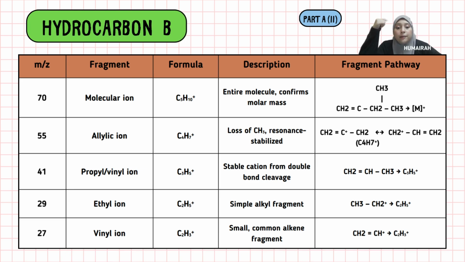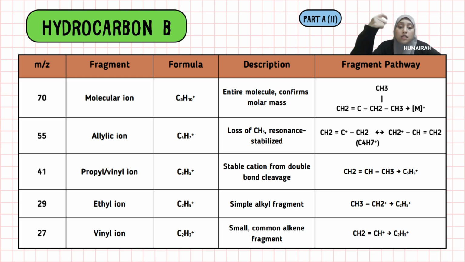As we can see, at m/z 70, this is the molecular ion peak representing the entire molecule. It confirms that the molar mass of hydrocarbon B is 70 grams per mole. That's the ion formed directly from the molecule. So we can see the fragment pathway. And at m/z 55, the allylic ion, this fragment forms after the loss of a methyl group, CH3, from the molecule.